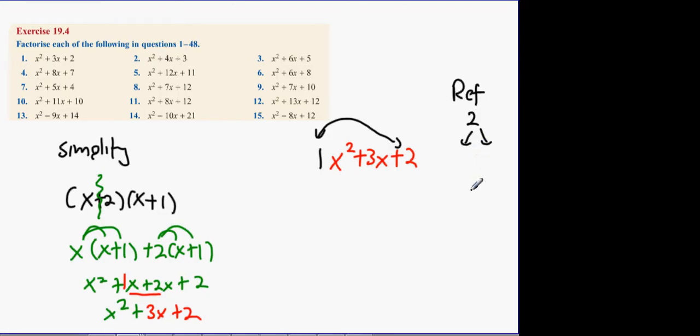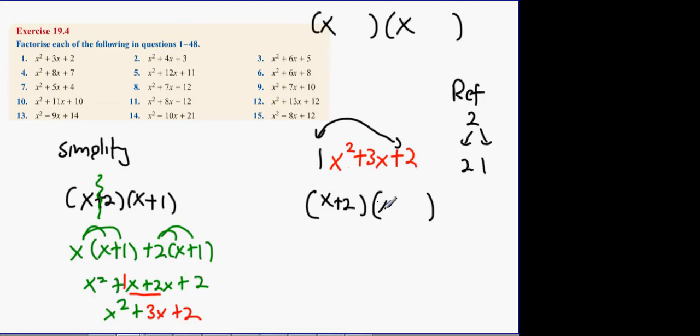2 and 1. Okay? And then the answer therefore is, you open up your brackets, and for all these questions, it's always going to be something like this. Do you understand? It's always the answer x with something beside it in a bracket, x with something beside it in a bracket. So these numbers are 2 and 1, therefore that's the answer to the first question.